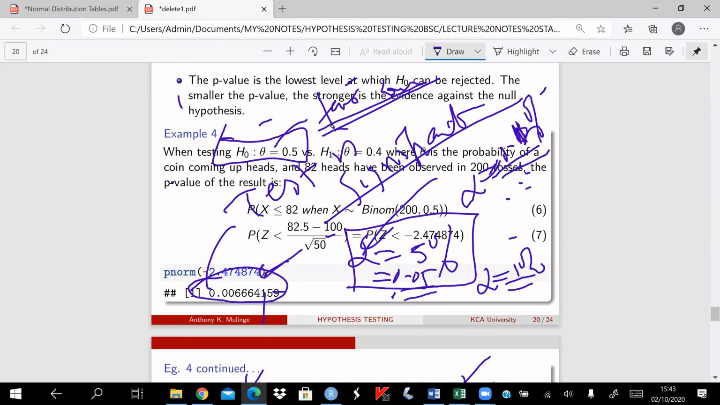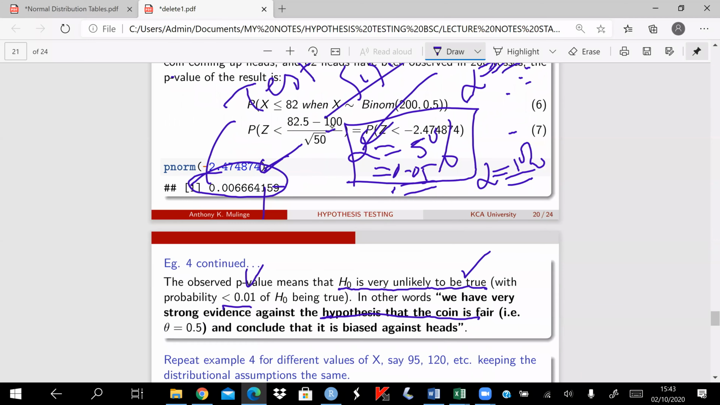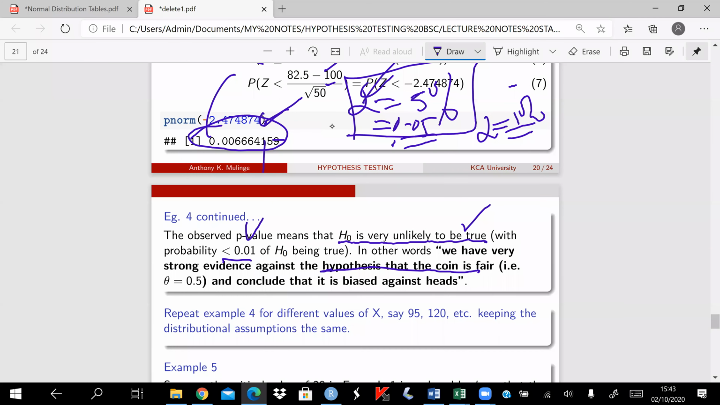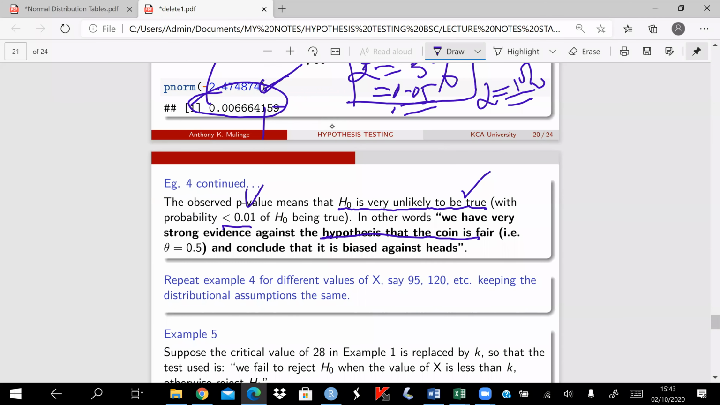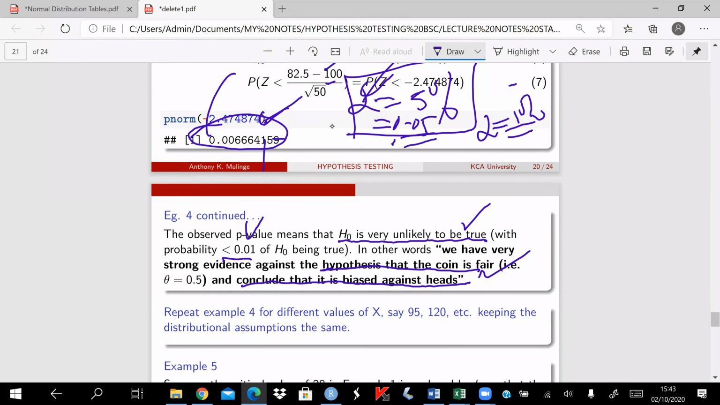The null hypothesis claims that it's a fair coin. That is, the probability of getting a head is equal to the probability of getting a tail, which is half. So there is so much evidence against that hypothesis, and that means that we conclude that the coin is biased against heads.